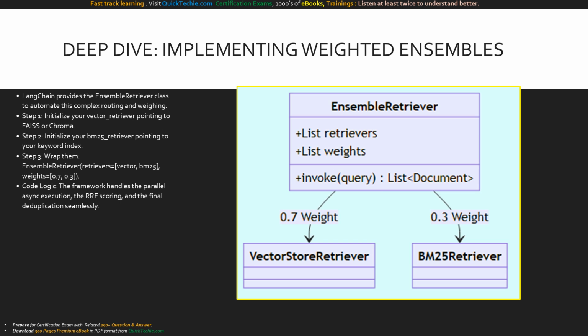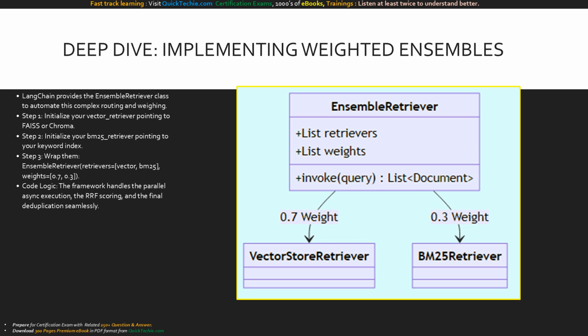For instance, weights [0.7, 0.3]. Under the hood, when you invoke this ensemble, the framework automatically parallelizes the database calls, applies the reciprocal rank fusion math utilizing those exact weights, deduplicates the results, and hands your LLM a perfectly curated list of context documents.